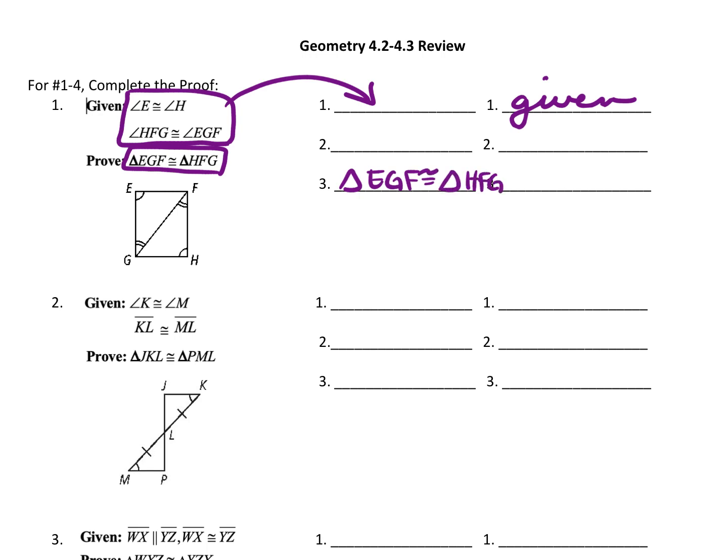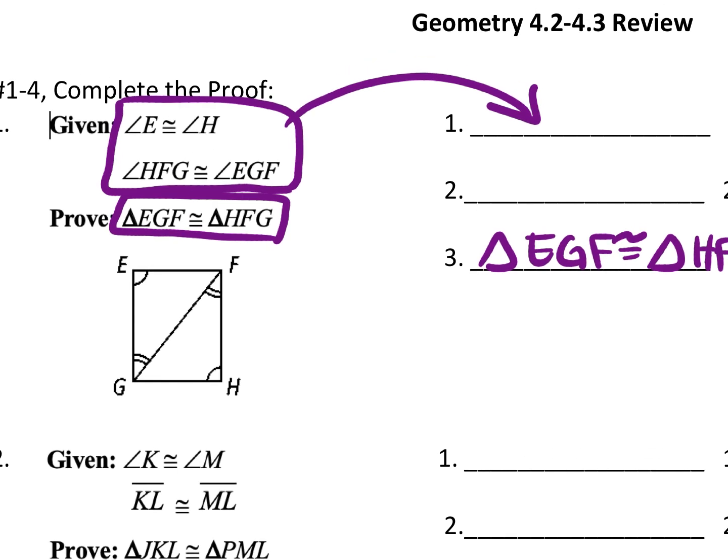So we know that every single time. Whatever they asked you to prove is your last thing. The rest is up to you. How do we get there? On this one, it's reflexive. So always look at the stuff they gave you. E is congruent to H.